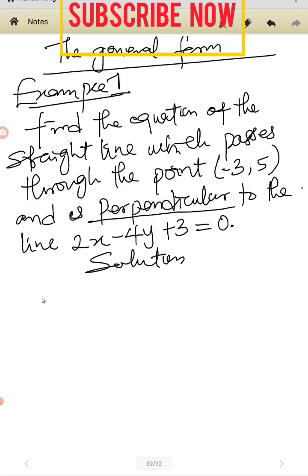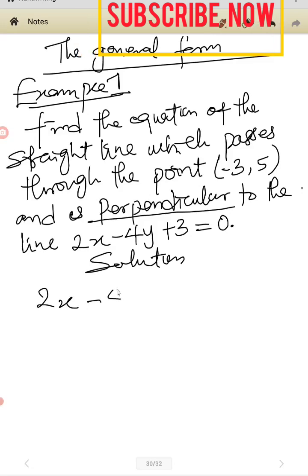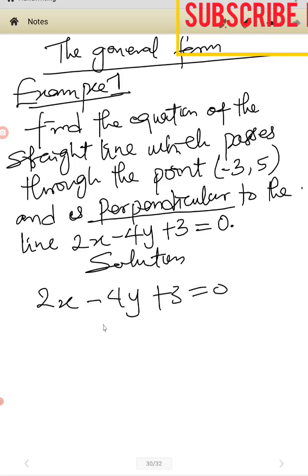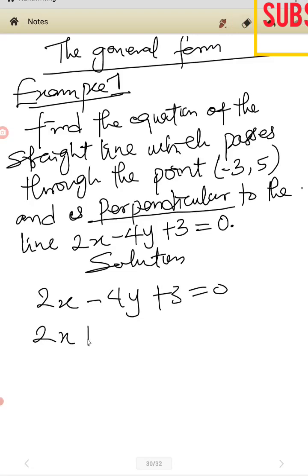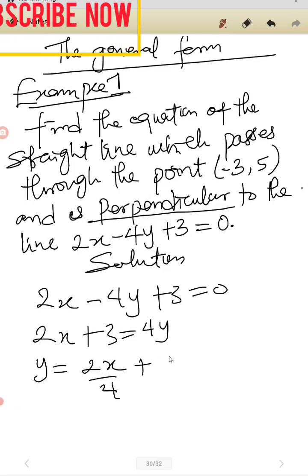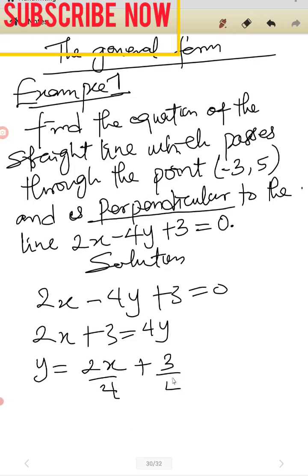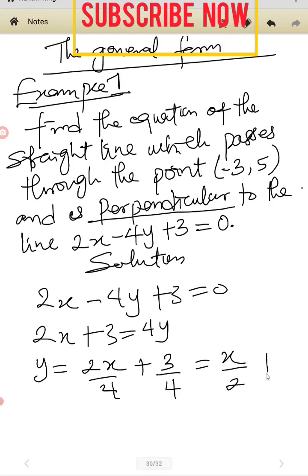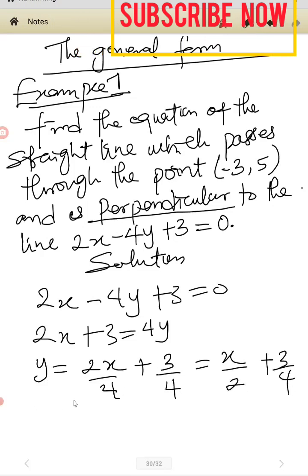So therefore, we have 2x minus 4y plus 3 is equal to 0. The first thing you do, you make 4y the subject: 2x plus 3 is equal to 4y. Let's divide all through by 4. So we have y is equal to 2x over 4 plus 3 over 4, which is equal to x over 2 plus 3 over 4. So that's the value of y.